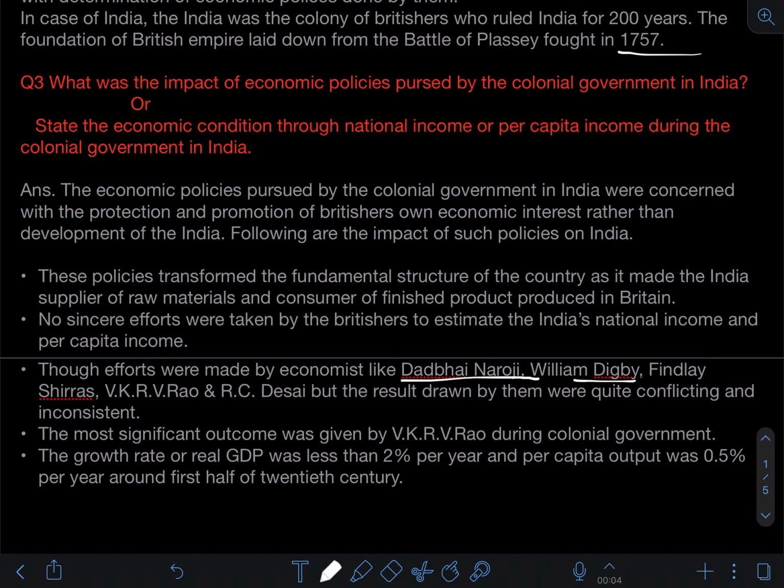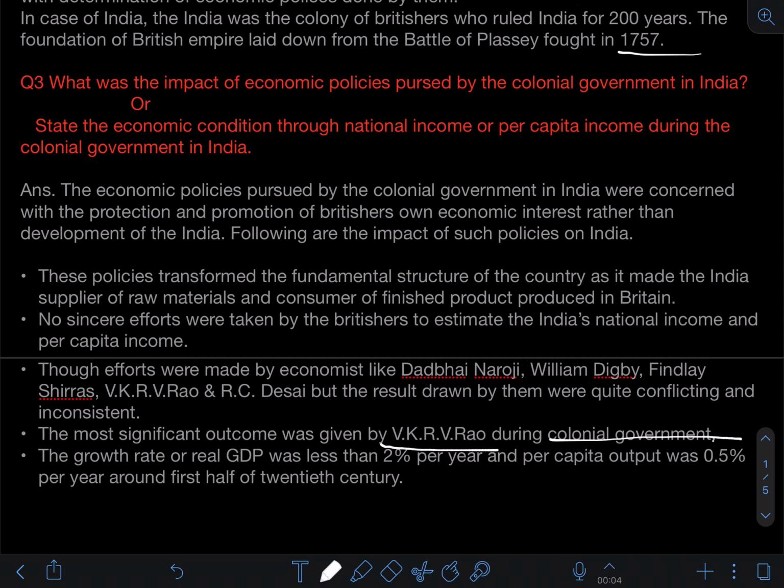It was very conflicting, very inconsistent. That means you cannot draw any conclusion, you cannot come to any single data that you can say, yes, this is the national income or per capita income. But still, out of all those, VK Rao's outcome was considered the most significant during the colonial government. Now, why has this data been given to you, or the few names of economists? It can be asked in the 1 mark questions. So please learn these names in the context of calculating national income at the time of colonial or British rule. Okay, fine.